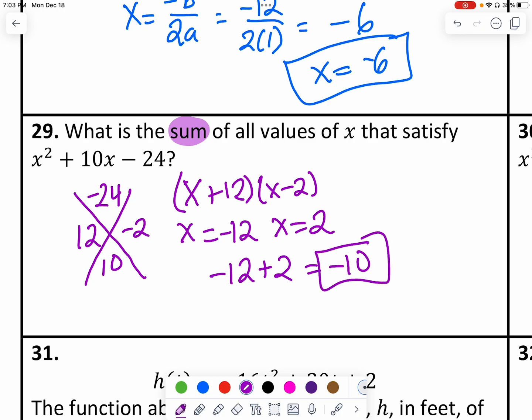That's it. So with this one, you have to be careful. It's asking for the sum of all the values of x that satisfy that equation. So you have to solve it first, and then you have to add your solutions together. That's all.